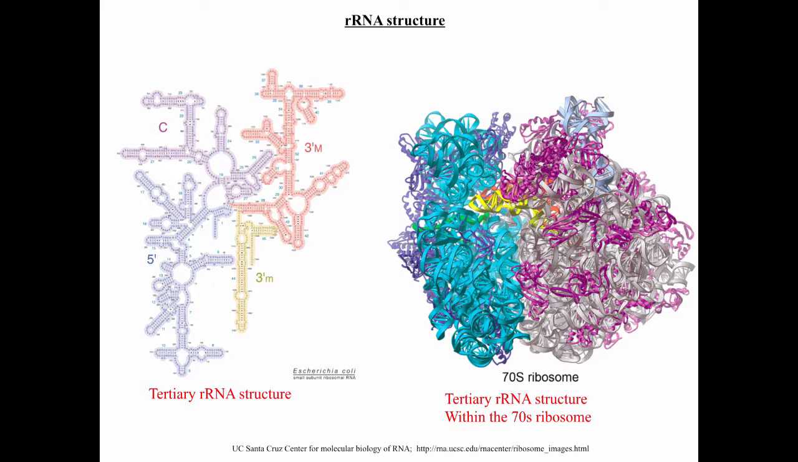So this schematic is really showing the base pairing interactions between the different bases in the RNA molecule. It's a linear representation, and that linear molecule is going to fold up into a much more complex structure that gives the ribosome its shape and function.